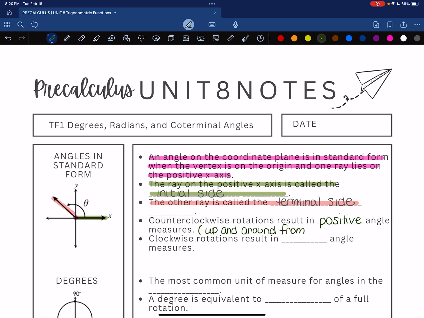That is the initial side, and it is going to give us an angle that would be positive, whereas if instead you go down and around, which is clockwise, that is going to be a negative angle measure.